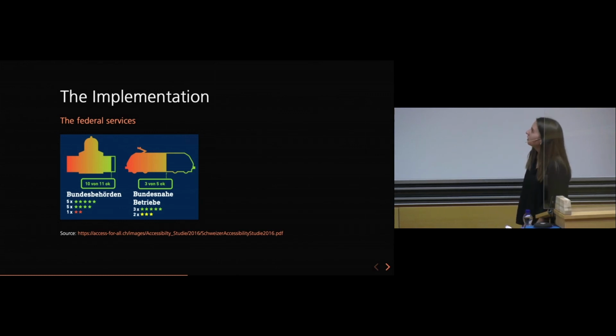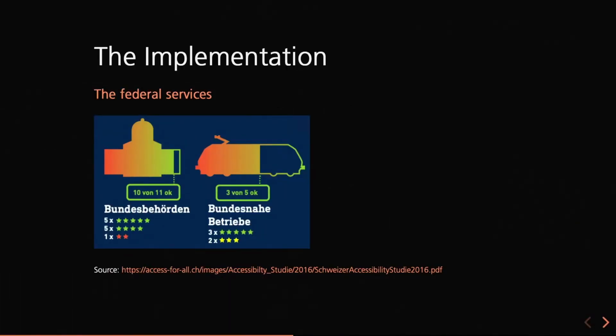So they check the federal services, for example, which, as you can see, are pretty good. As I already mentioned, they are kind of obliged to make everything accessible, so that's good that they do that. And it looks a bit worse for the very federal close companies. For example, the SBB is one of them, but SBB actually is a really good example. So they would probably have those 5 stars in the rating.